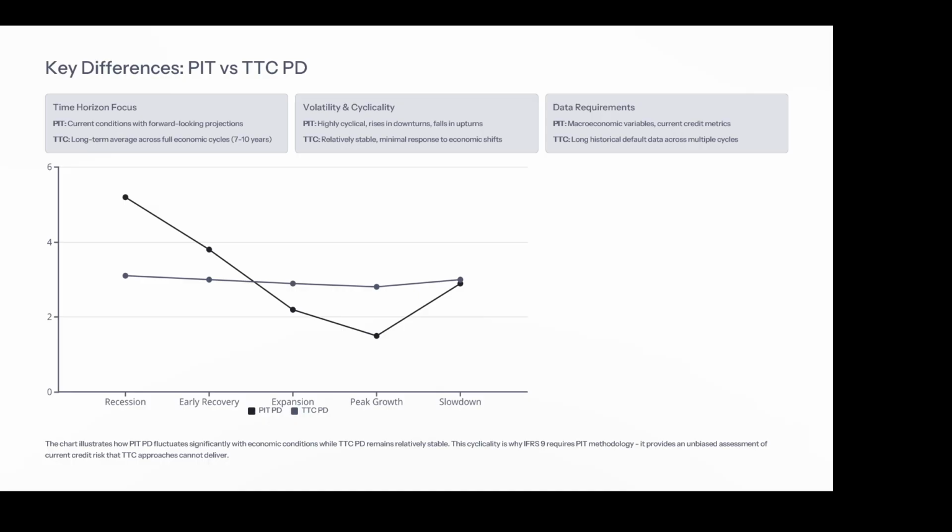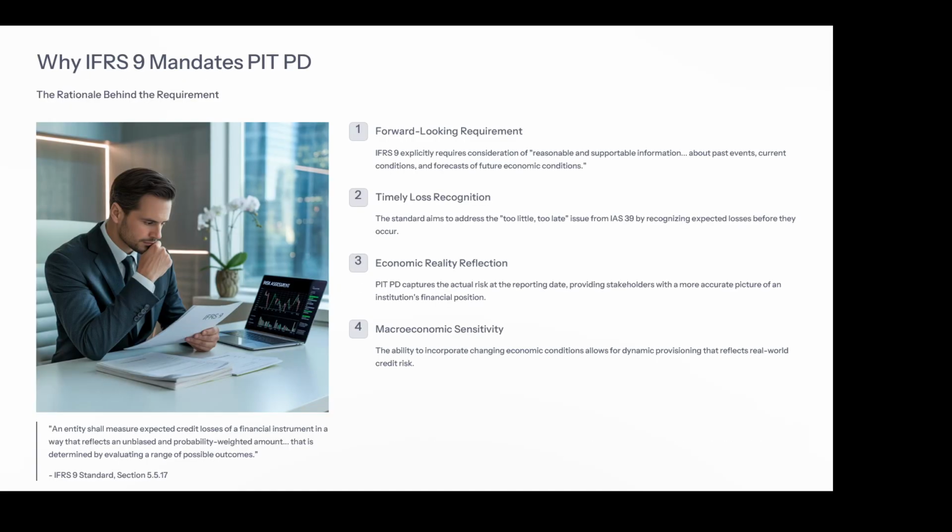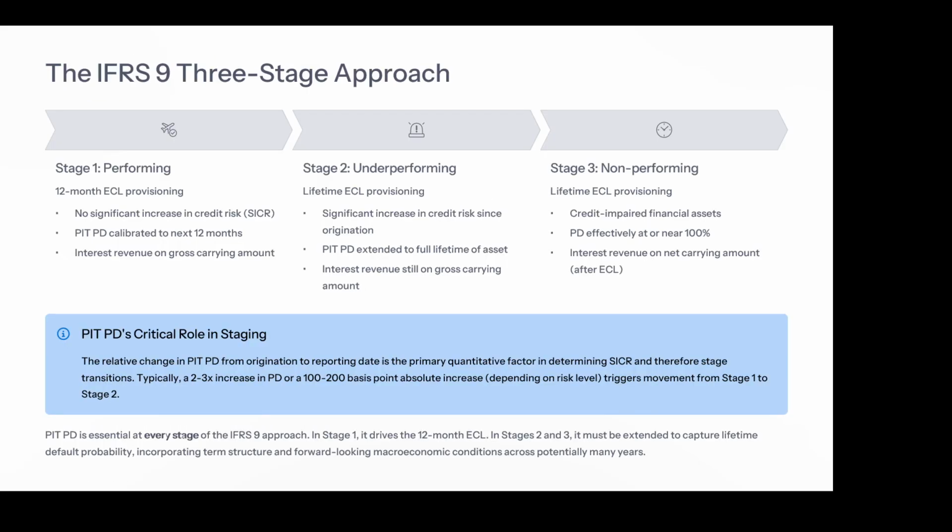Why does IFRS 9 insist on PITPD? Because it's forward-looking, recognizes losses earlier, reflects economic reality, and adjusts as conditions change. Under IFRS 9's three-stage approach: Stage 1, performing loans. You use a 12-month PIT PD. Stage 2, underperforming loans. You use lifetime PIT PD. Stage 3, non-performing. PD is effectively 100%.